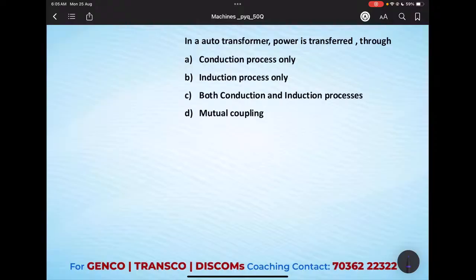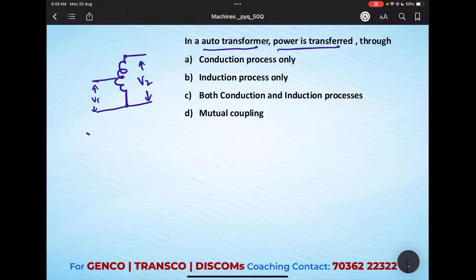The question is: in an auto transformer, power is transferred through. If you observe the concept here, it is auto transformer power transfer. If you see the basic diagram of an auto transformer, the same winding is used for both primary as well as secondary. That means the power is transferred through the electrical, that is the conduction process. First thing you need to understand: conduction process.